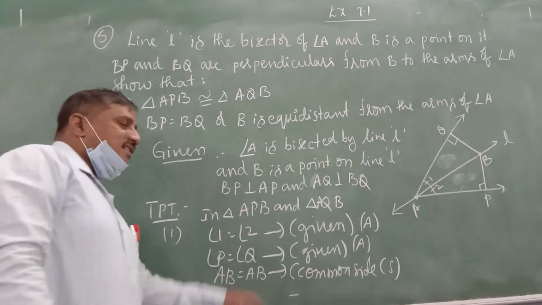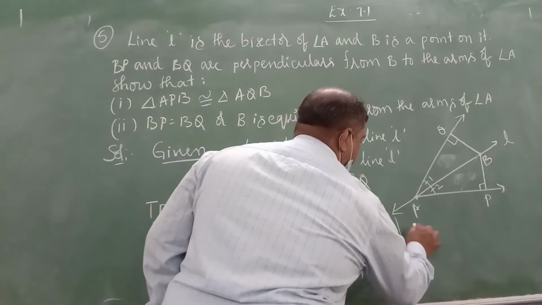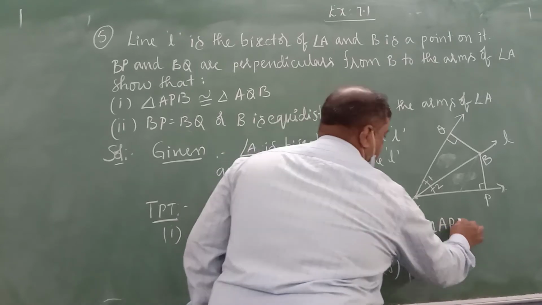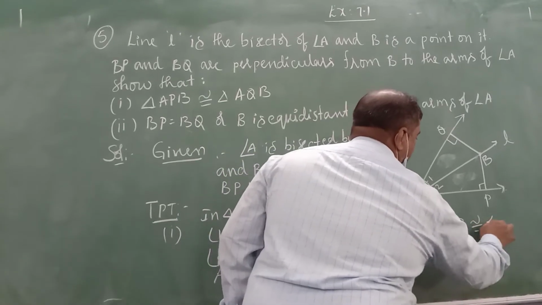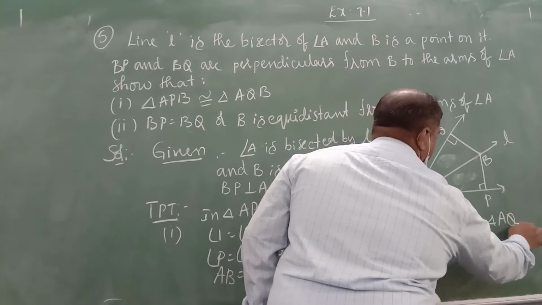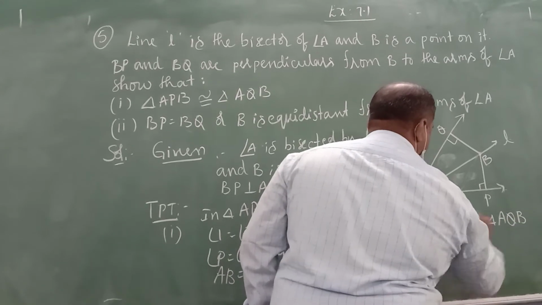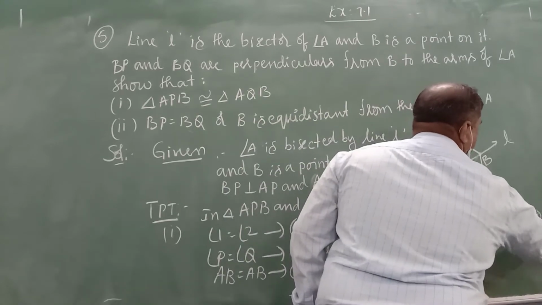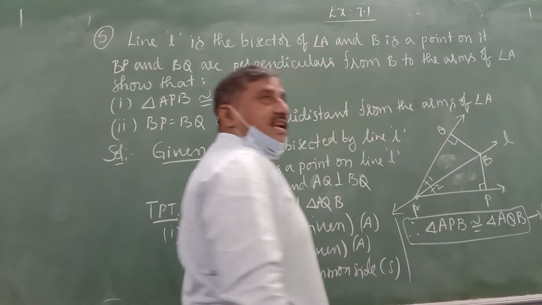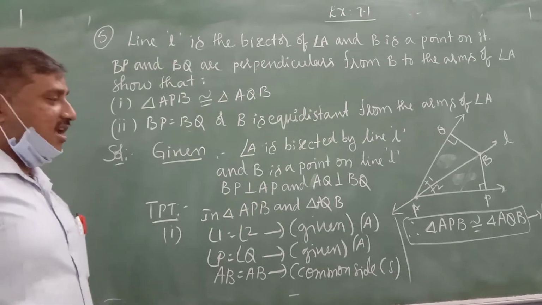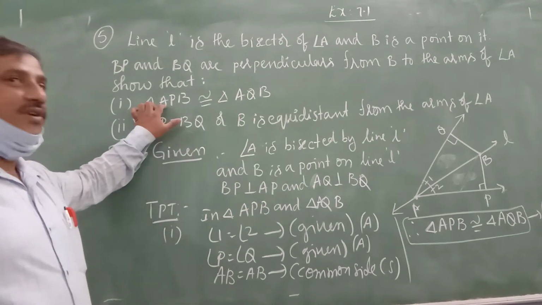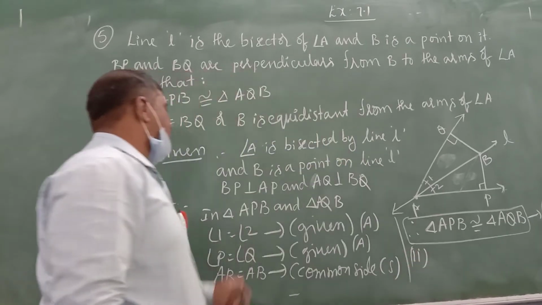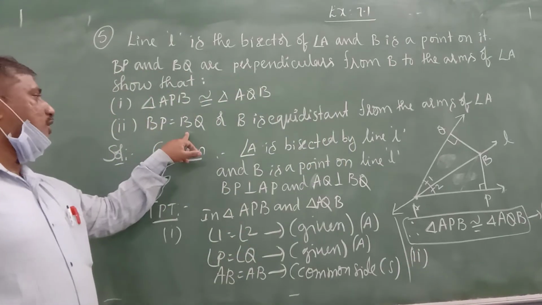That is AAS, angle, angle, side. Now are these two triangles congruent or not? Therefore, triangle APB is congruent to triangle AQB by which congruency criteria? You can write AAS congruency criteria. That is the first proof. Second one, what do we have to do? Show that BP is equal to BQ.